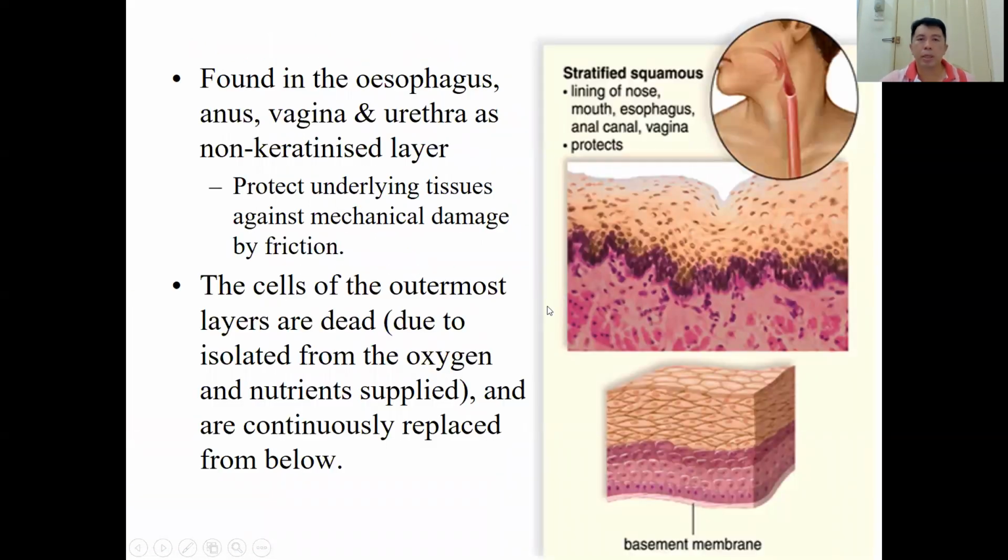Then you find them in the esophagus, anus, vagina, and urethra as the non-keratinized layers. Because the old cells will die and then be replaced by new cells. The cells of the outermost layers are dead, due to being isolated from the oxygen and nutrient supplies too far away, and are continuously replaced from below.